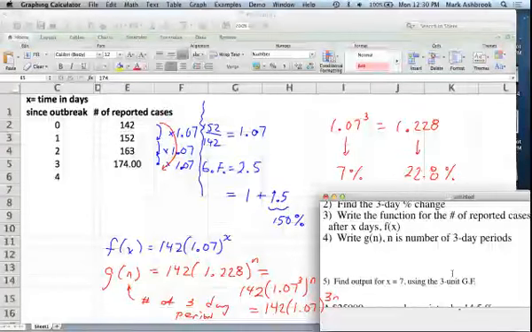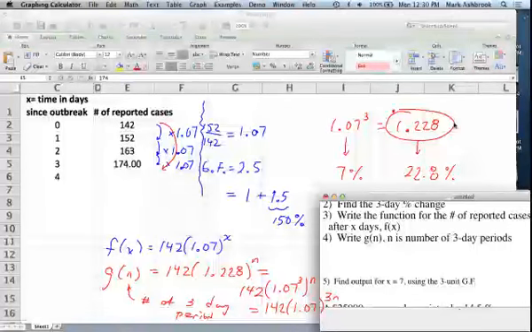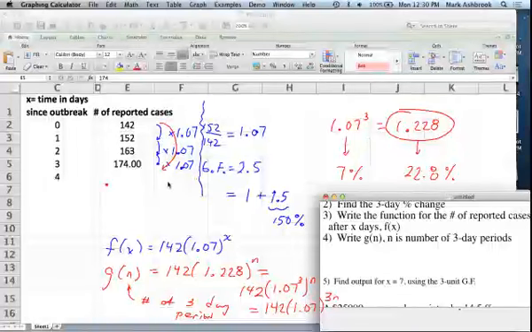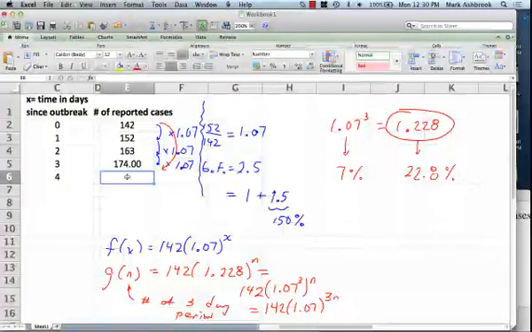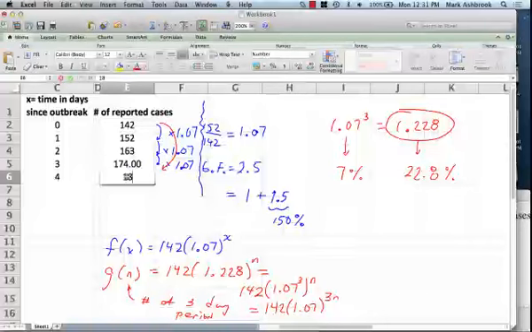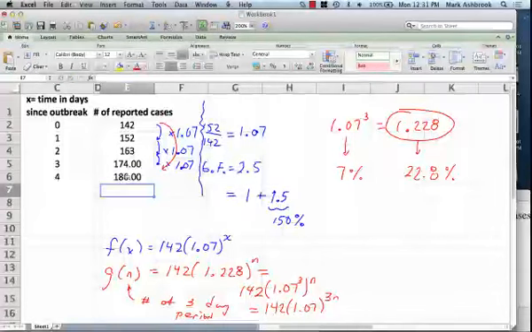Okay, so using the 3-unit growth factor, which is our 1.228, I'm going to get one more here. So did anyone find f of 4? 186 or 185? You said you found, did you get it? 186. So here's the info we got.